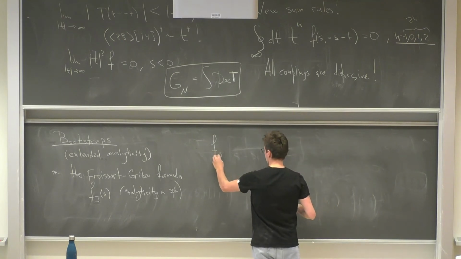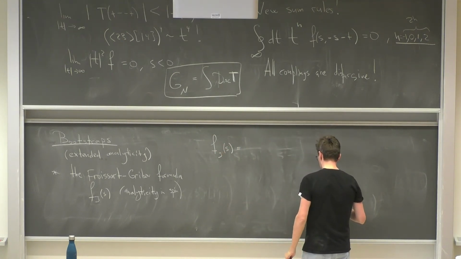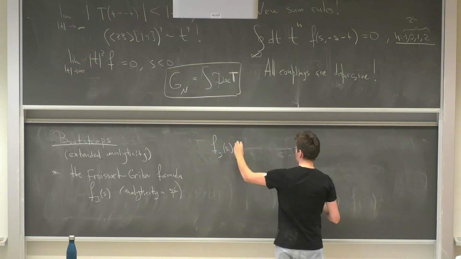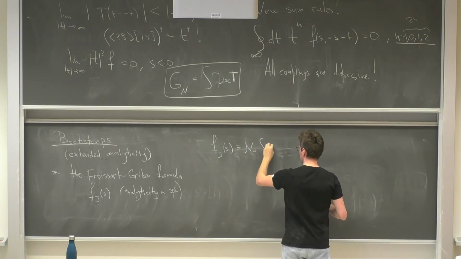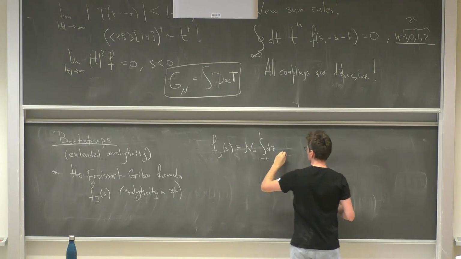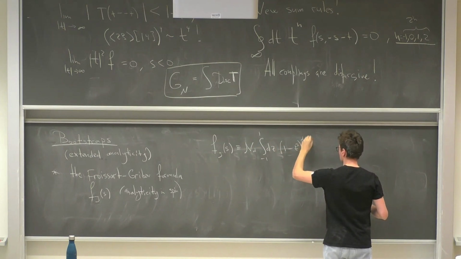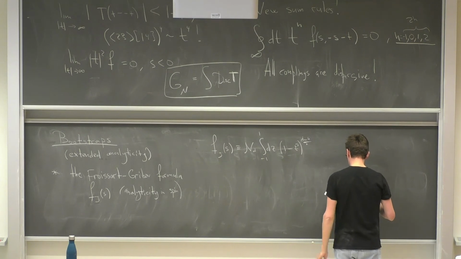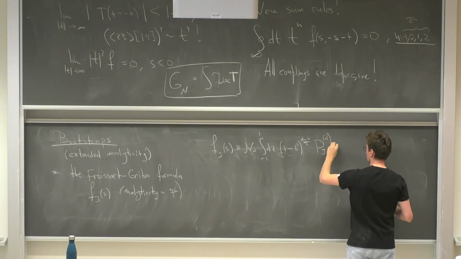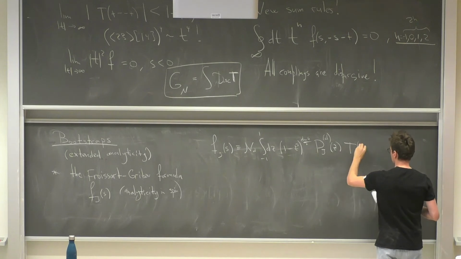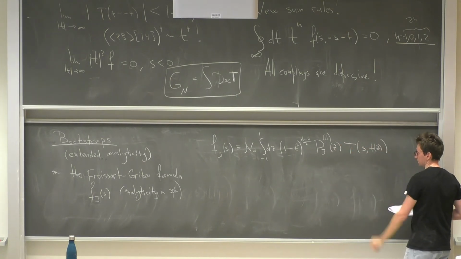So the Froissart-Gribov formula, you can remember, is defined by taking an integral over angles: you take a Legendre polynomial, you take your amplitude, and you just project onto the partial wave. That's the definition.